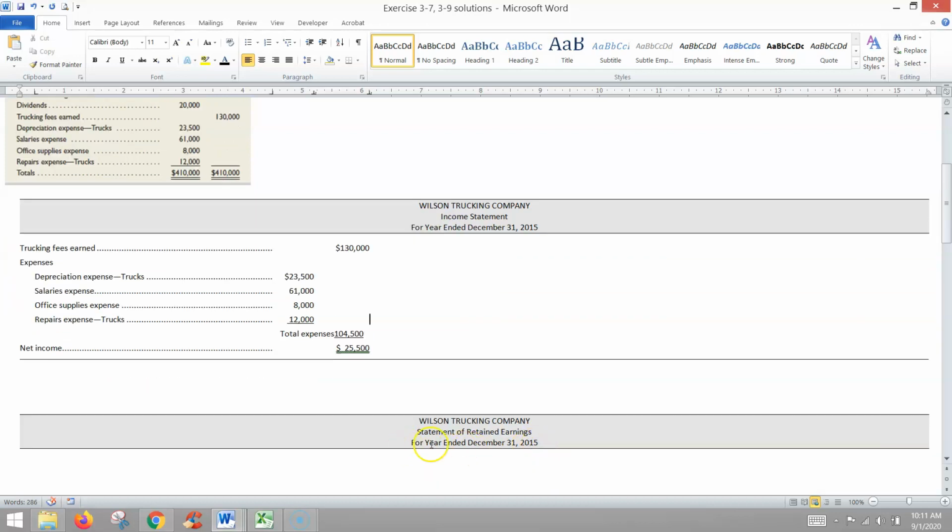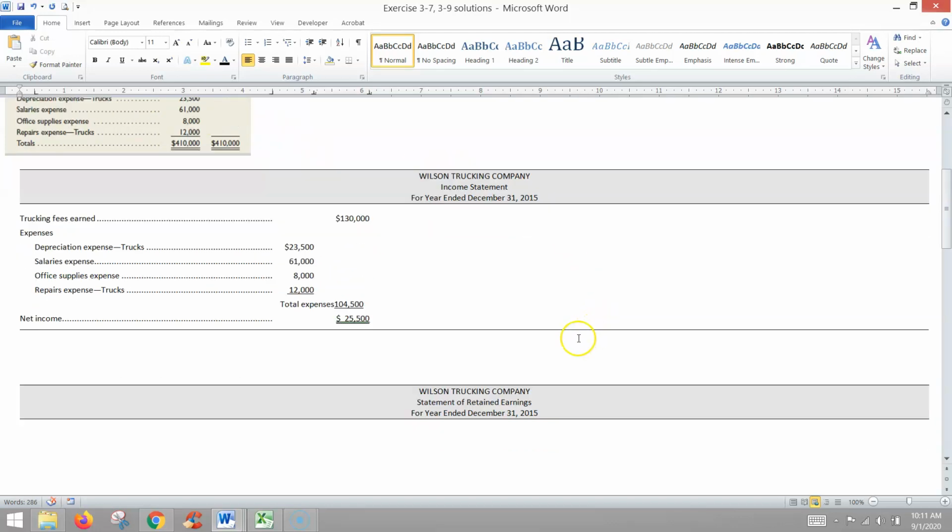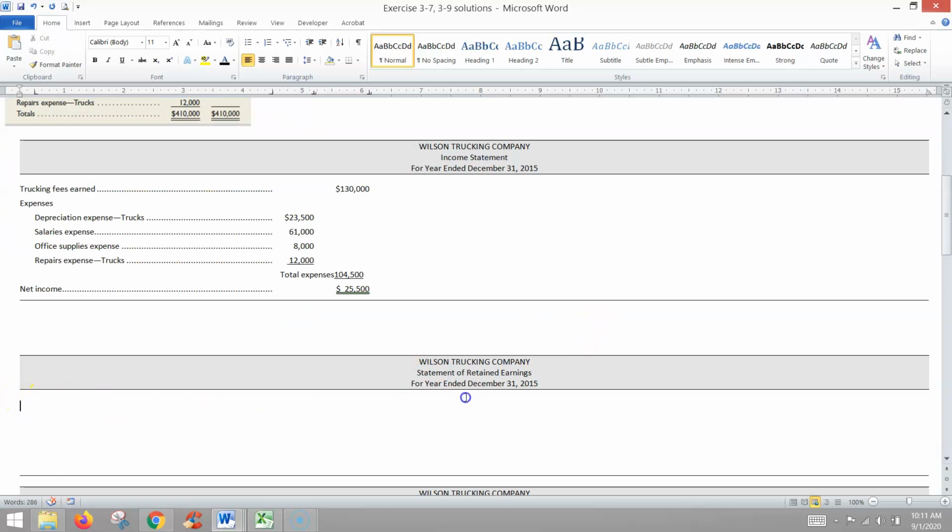The second financial statement we prepare is the statement of retained earnings. It is also going to be for a period of time, either a month or a quarter. This one is for a year. And this one looks at our retained earnings. We have a beginning balance, plus we're going to add net income. We're going to subtract any dividends that we have, and we end up with our ending retained earnings. So it gives us the beginning retained earnings of $155,000. That's what we're going to start this statement with.